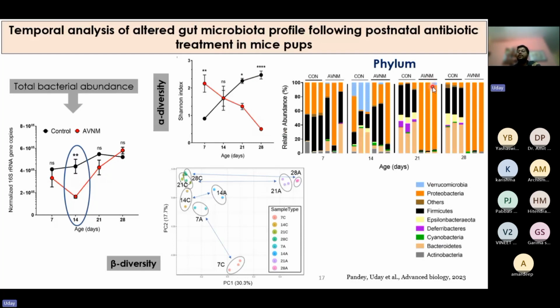More than 95% of the microbial population is from Proteobacteria, so their diversity is less. That's why the alpha diversity is changing. But in the postnatal 14 day, you can see although Proteobacteria is there, there is also other microbial population. So we hypothesize that maybe the Proteobacteria phylum is getting antibiotic resistance and is getting overpopulated, and their population is increasing at 21 and 28 days.